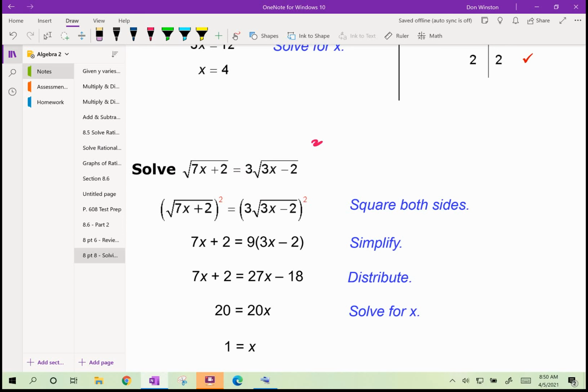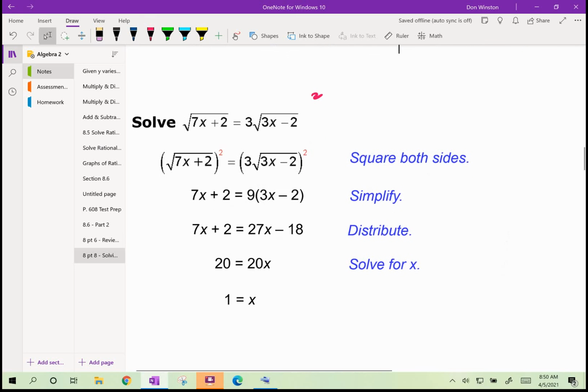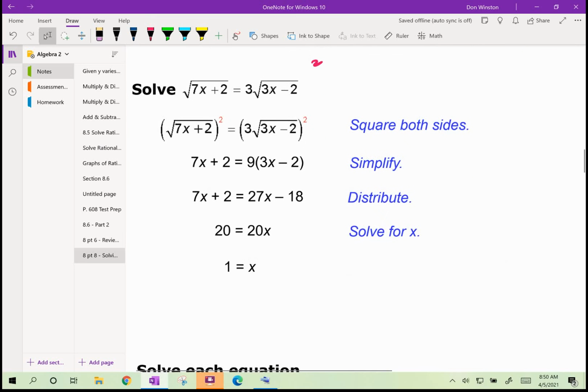Now you have 7x plus 2 equals 9 times 3x minus 2. Distribute the 9. 7x plus 2 equals 27x minus 18. Solve for x, and you get x is equal to 1.